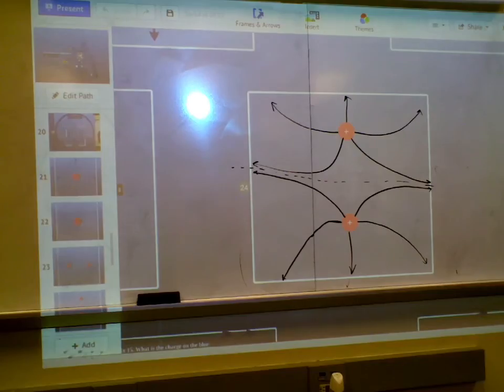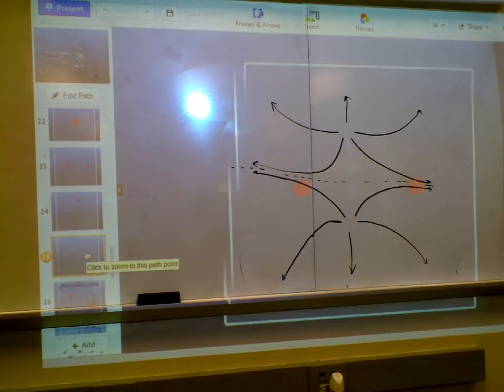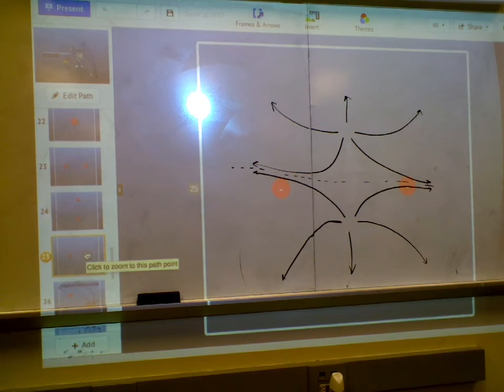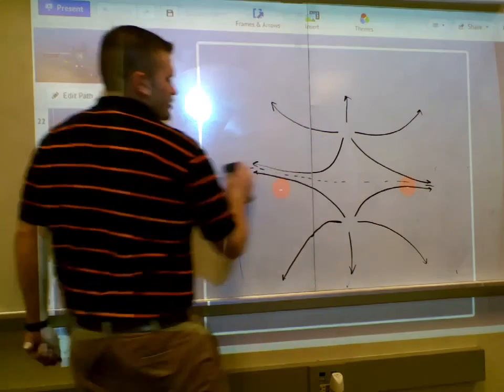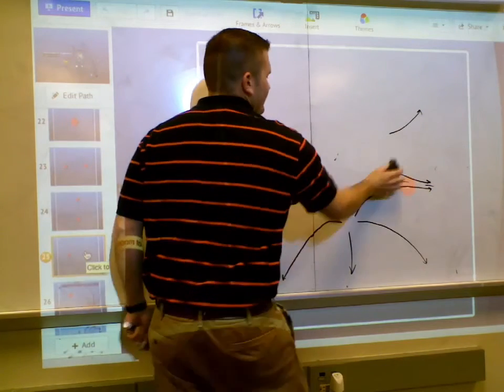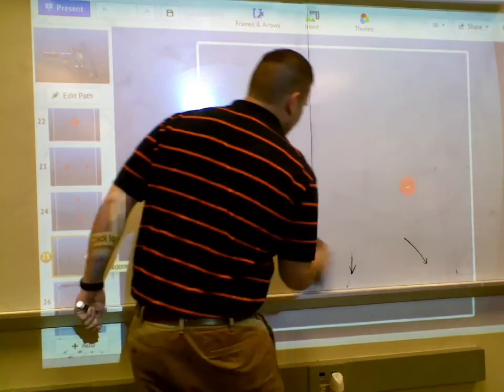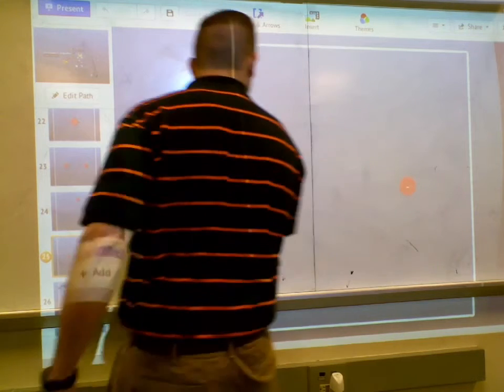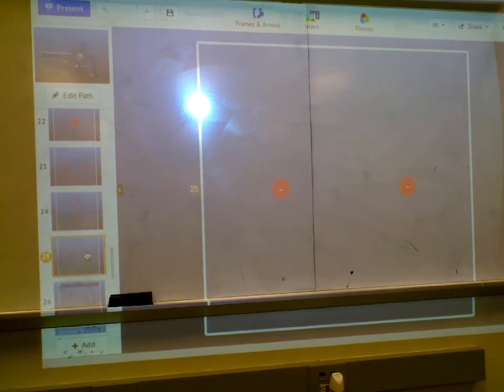Any questions? No question? So, let's try it. Here's your negative charges. Draw the field surrounding these negative charges. You can think of this as two electrons. One electron here, one electron there.